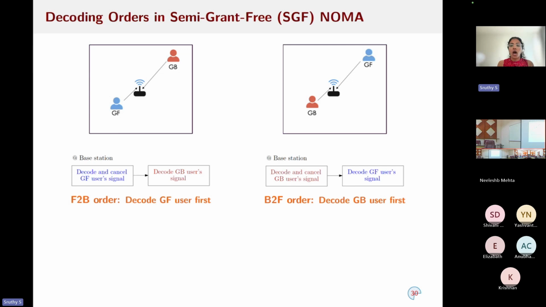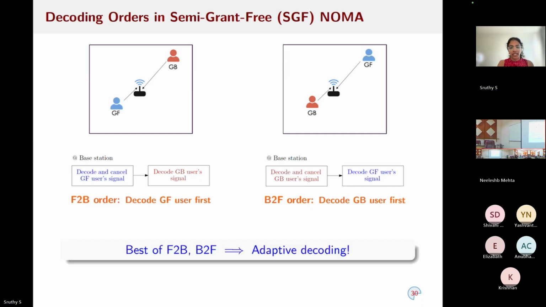For a given scenario, how do we decide which one to use? For that, we consider both these decoding orders, then we pick whichever gives the highest rate. This process we call adaptive decoding.